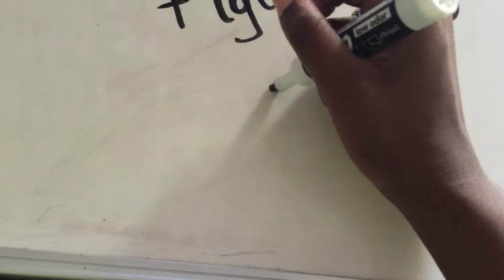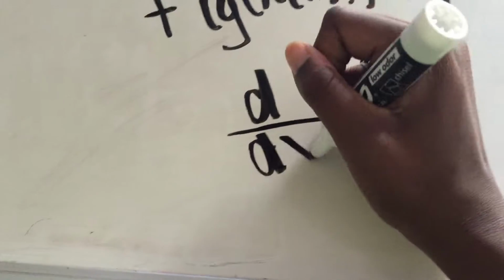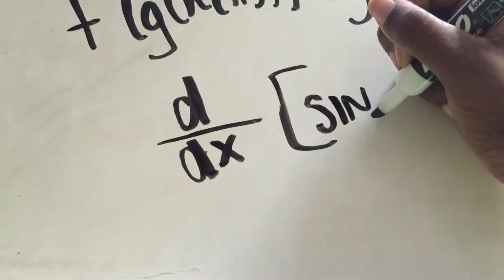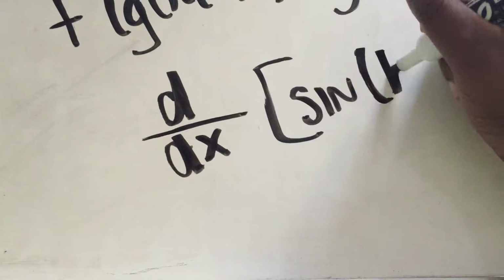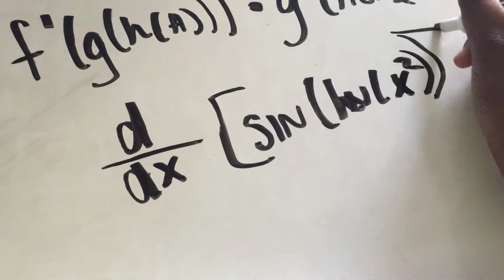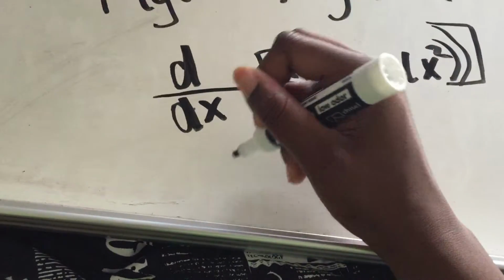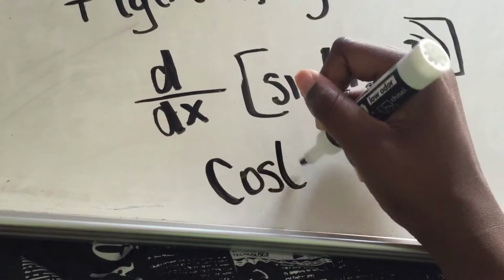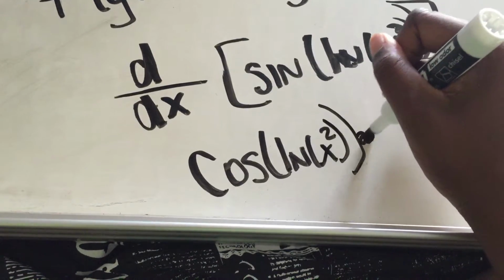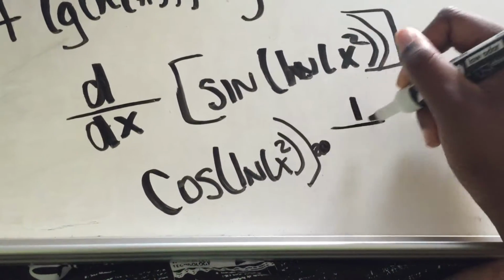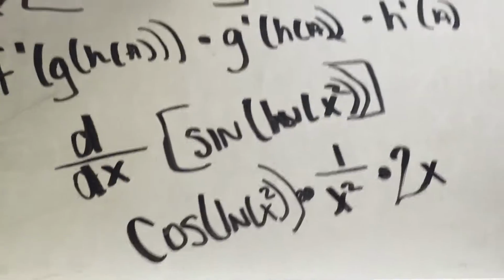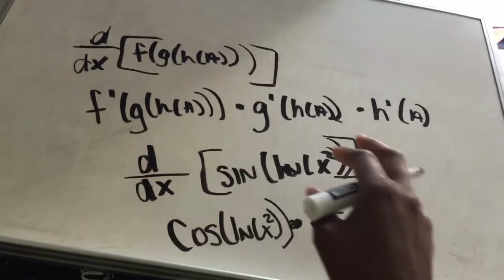And my example is going to be d over dx of sine of the natural log of x squared. And the derivative of this is going to be cosine of natural log of x squared, chain rule, times 1 over x squared times 2x. And that is going to be my formula for chain rule.